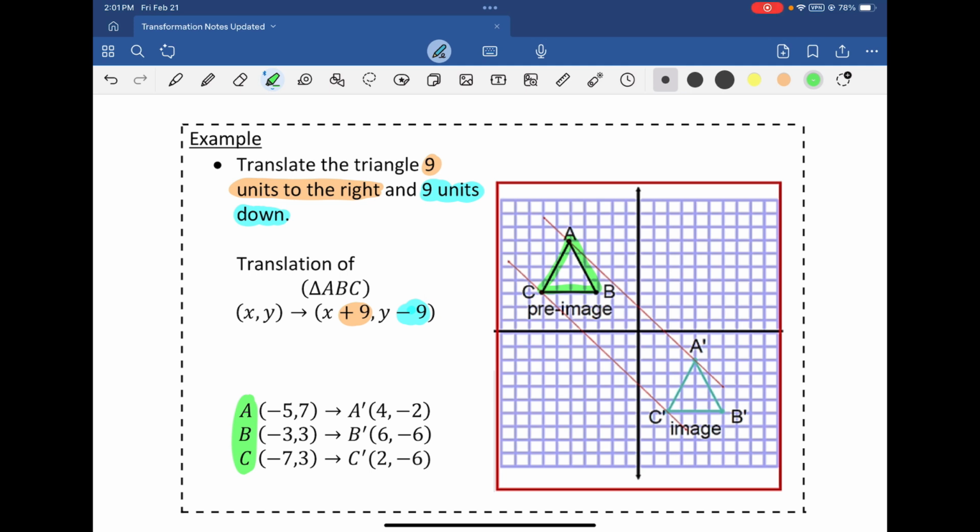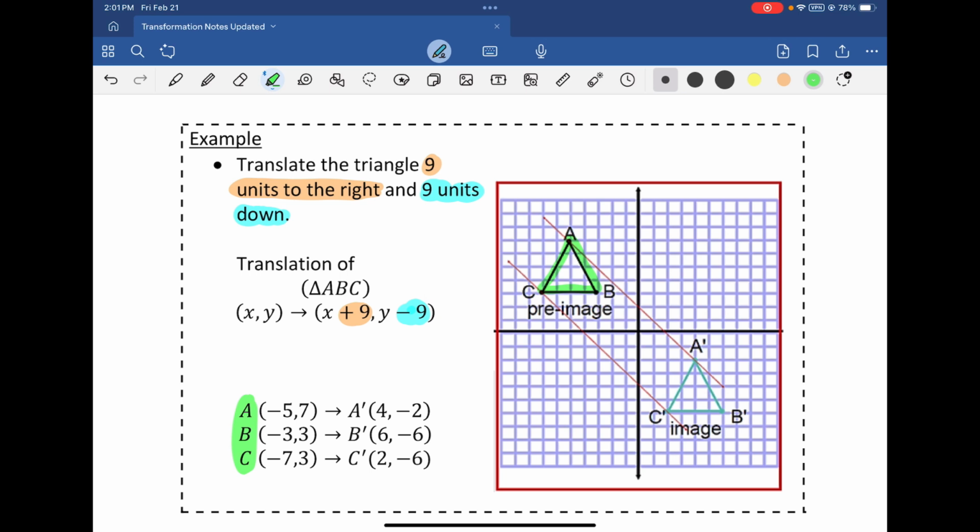Then it wants us to tell, usually it asks us what A prime, B prime, C prime is, but here it's telling us. So you can see that A prime is (4, -2). That is the new point of A prime.